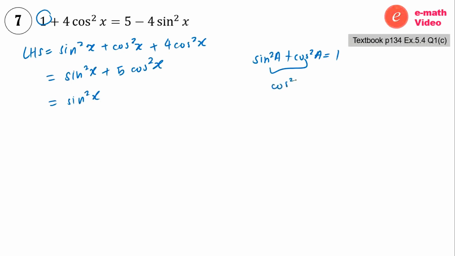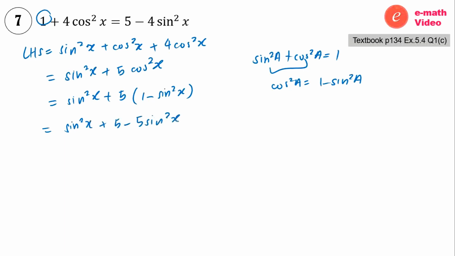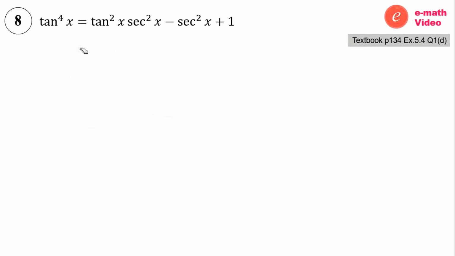So cos square a here equals to 1 minus sin square a, plus 5 times, I don't want cos square x, right? Equals to 1 minus sin square x, equals to, expand the bracket, sin square x plus 5 minus 5 sin square x. Right, so we have a 5 in front. 1 minus 5 is negative 4 sin square x.